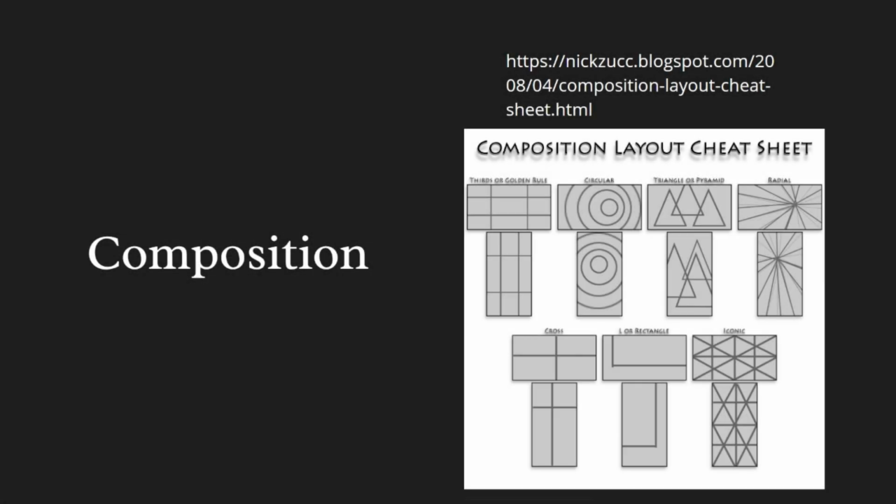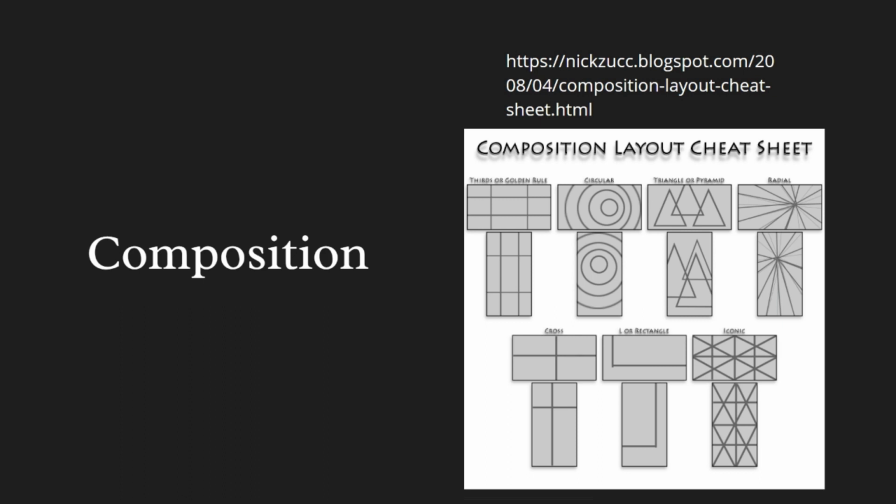Let's talk about composition. The first thing that I'm going to show you here is the composition layout cheat sheet that you can find in that blogspot by an artist called Nick. I'm just going to give you some brief explanation about what this is, how to use it, and then some other examples. For starters, composition refers to the way we place the elements in our art.